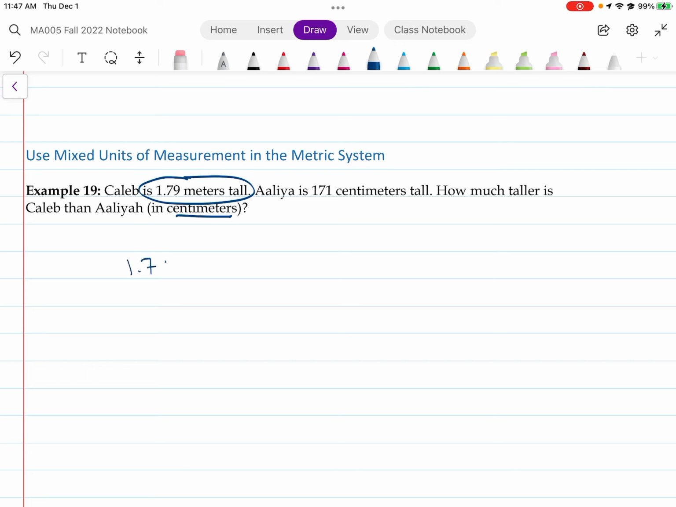So 1.79 meters to how many centimeters, right? All we're going to do is move over 2 places to the right. If you look at the chart, centimeters is 2 places over to the right, so we get 179 centimeters. Now we're just going to subtract 171 centimeters, and that is 8 centimeters. It's really much simpler than the US system.